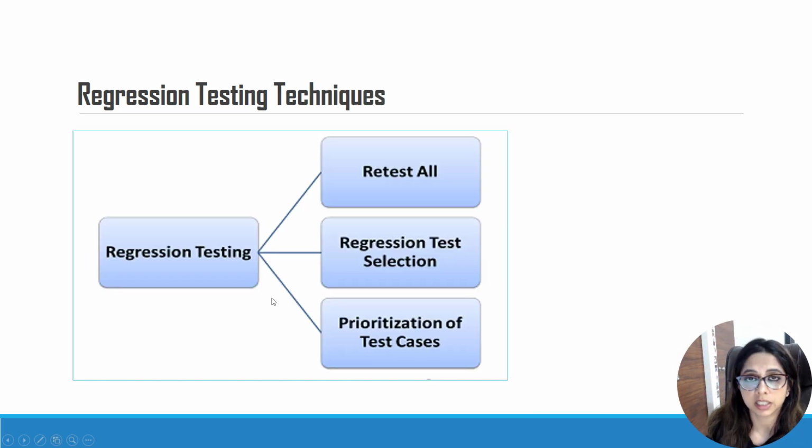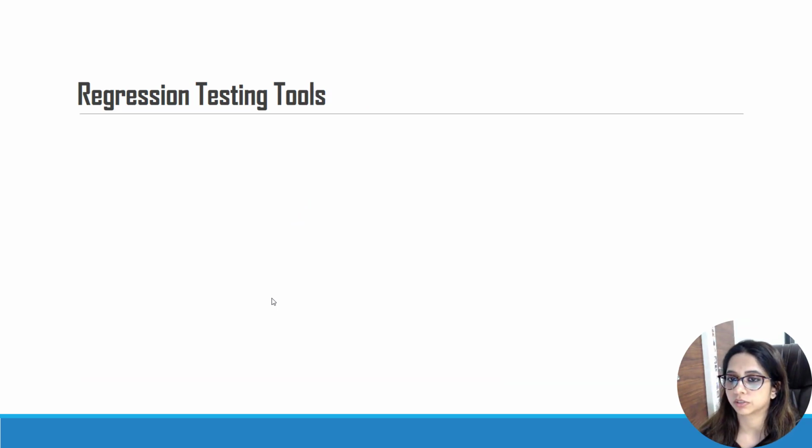So there are some techniques before the diagram. There are some techniques using which we can do regression testing. The technique is to either retest all the test cases, or we can do a selection of the area which is being affected and then do testing only on those test cases. So regression test selection can be done. Or in case of time crunch, we can prioritize our test cases. If we don't have enough time to test everything, we'll prioritize which test cases we have to test as a part of this regression build. So these are the techniques which you can apply in regression testing.